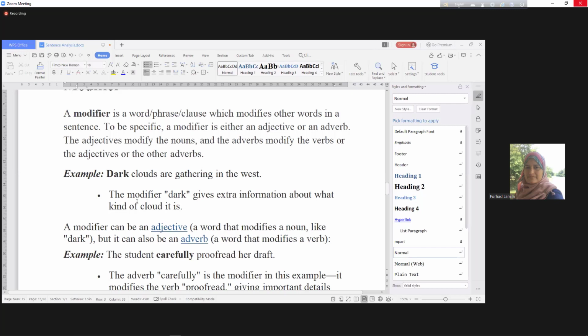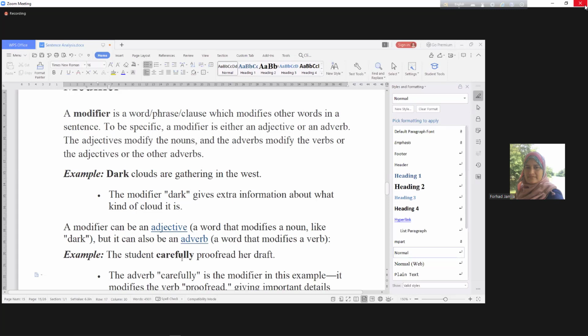Okay, modifier can be an adjective, a word that modifies. I discussed earlier that also it can be an adverb, a word that modifies verb. The student carefully proofread her draft. So carefully is adverb. I think you can use many more adverbs in sentences. The horse ran fast. Fast is the example of modifier. At the same time, it is an adverb. So adverbs can be used as modifier.